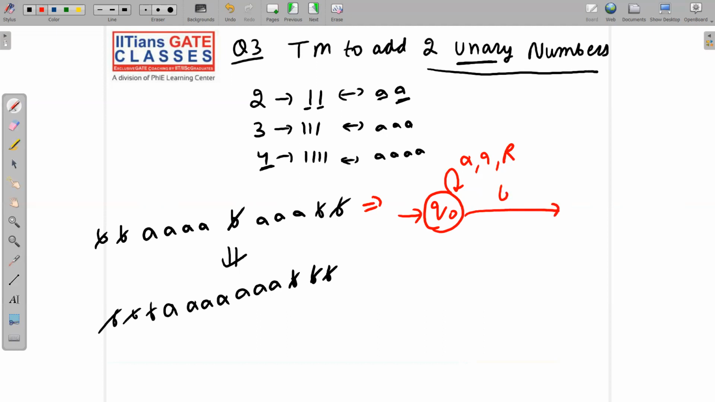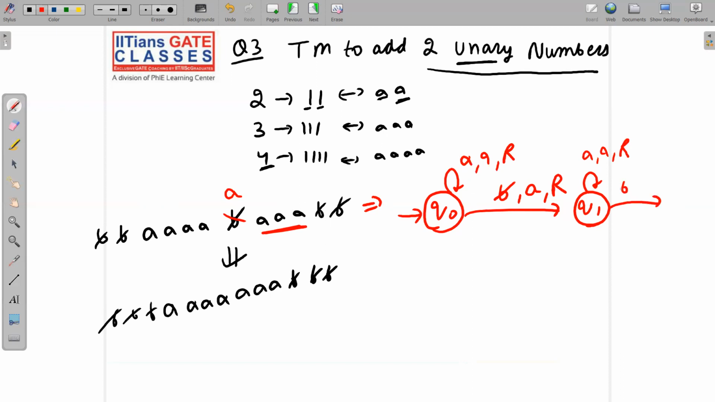As soon as Q0 finds the blank, the blank will be made as A and it will move towards the right. So that means this blank is now replaced by A and it will move towards the right. So the state will be Q1. So now Q1 will ignore all these A's. So A will remain as A and it will move towards the right.